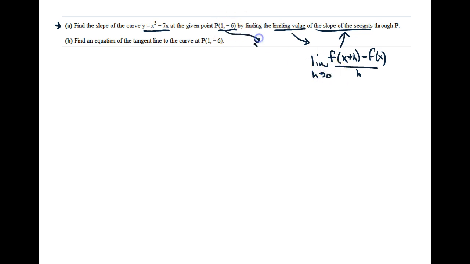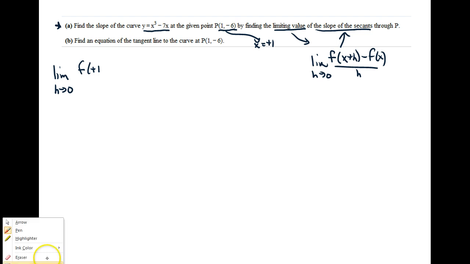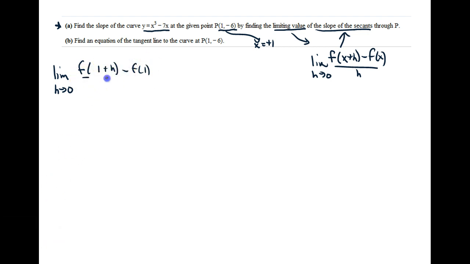The fact that x is 1, they want us to find the limit as h goes to 0 of f of 1 plus h minus f of 1 all over h. The limit of the secant slopes is equal to the tangent slope.